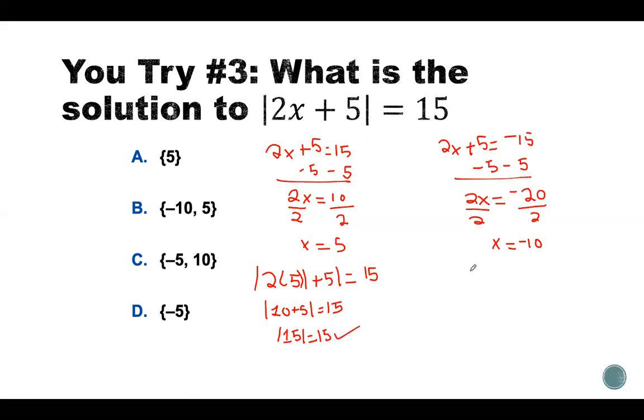So now I'm going to go ahead and plug in negative 10. All right, so we're going to do 2 times negative 10 to get negative 20 and add 5 to that. And we get the absolute value of negative 15. And that does equal positive 15. So yes, they both work. So our answer is B.